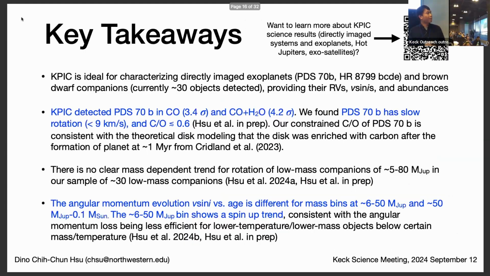So finally, I want to give some key takeaways, and hopefully you remember what I mentioned about the target. The C/O ratio disfavors more than 1, and we actually constrain it to less than 0.6. And there's no spin detection, and the angular momentum history differs across different masses. We tend to see that masses between 6 and 50 Jupiter masses are spinning up, adding to what rotation surveys are sensitive to.